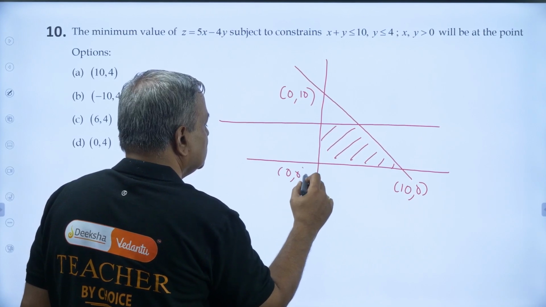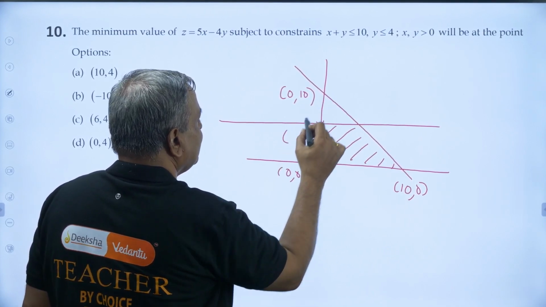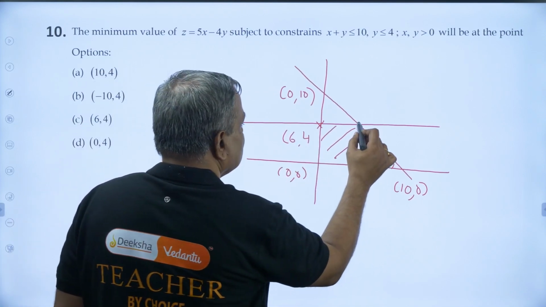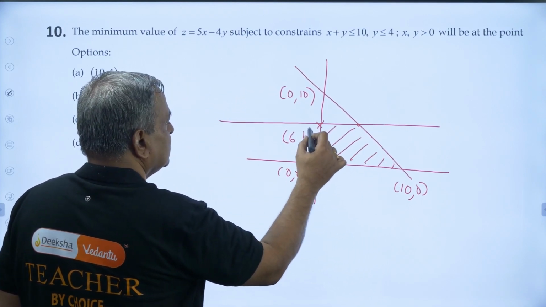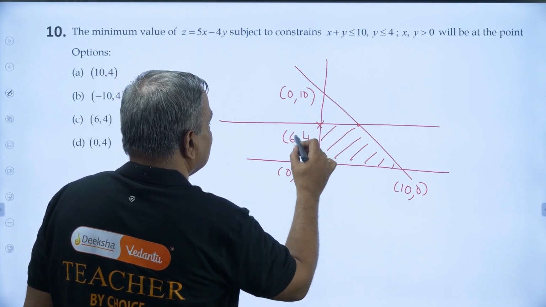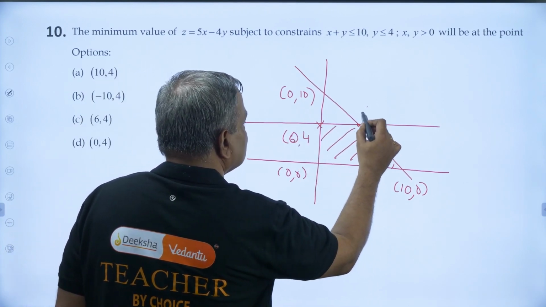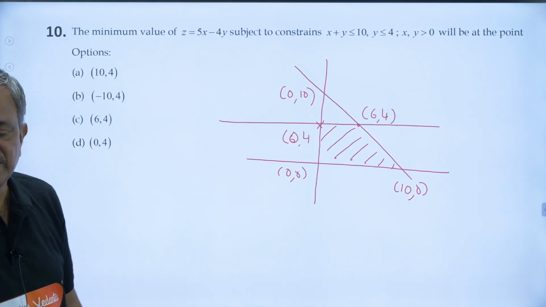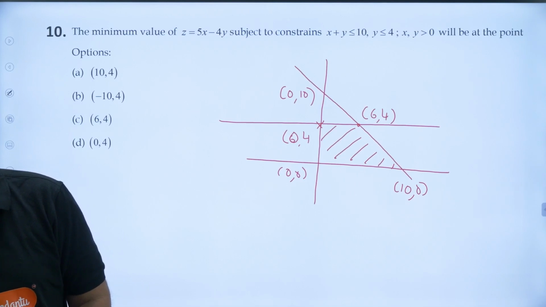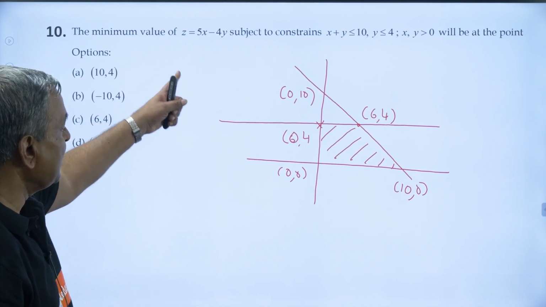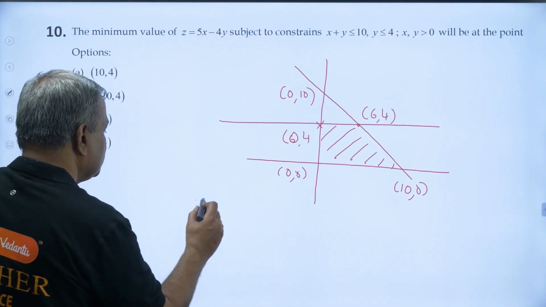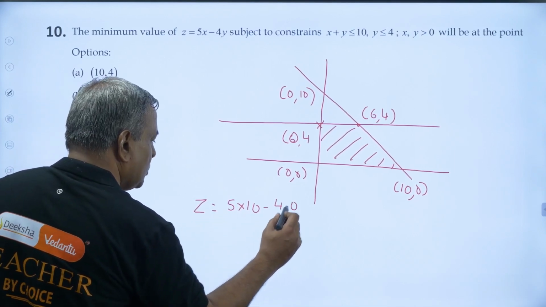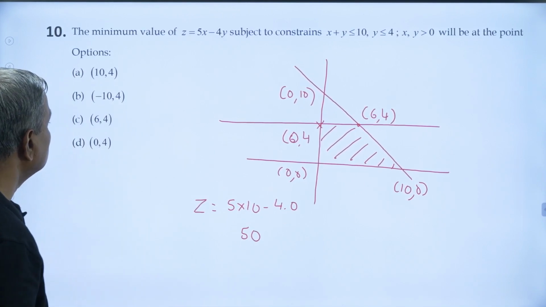This is 0, 0. For this point, if we take y is equal to 4, x is equal to 6. 6 comma 4. What is this point? Sorry, this is 0 comma 4. This is 6 comma 4. So you got the 4 points. You substitute the 4 points, and whichever gives the maxima, you get the maximum value. So it will be maximum at 10 comma 0. So Z is equal to 5 into 10 minus 4 into 0, you get 50, the maximum value.